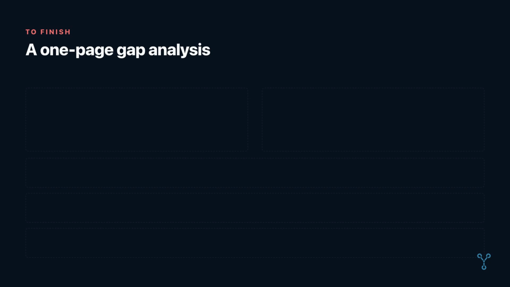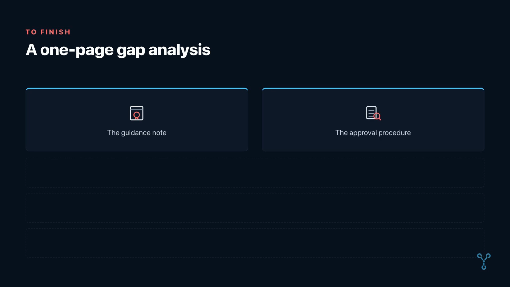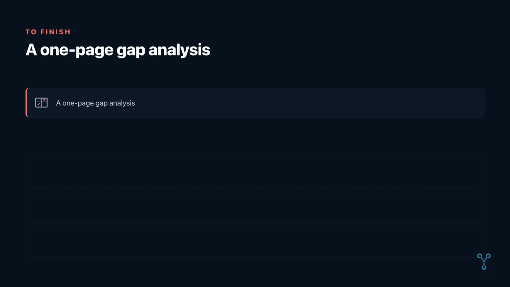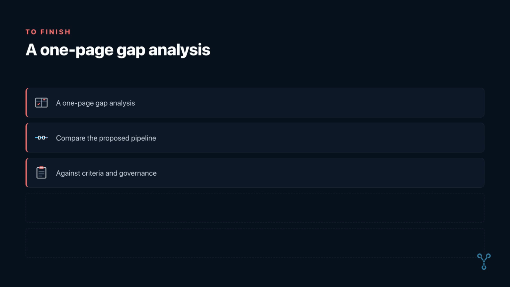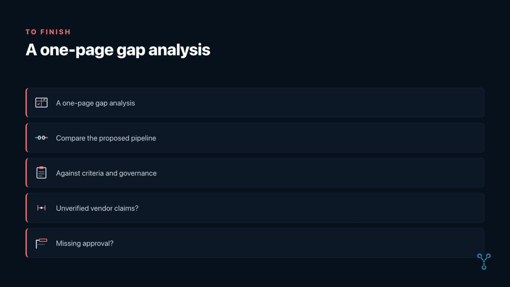To finish this module, you should complete a practical task. Review the World Bank Technical Guidance Note on Standardizing Digital MRV. Also review the Global Carbon Council dMRV Solution Provider Approval Procedure. Then, produce a one-page gap analysis. Compare a client's proposed digital data pipeline against the evaluation criteria in these documents. Check it against the governance requirements as well. In your analysis, explicitly identify where the pipeline relies on unverified vendor claims. Point out where it lacks institutional approval.